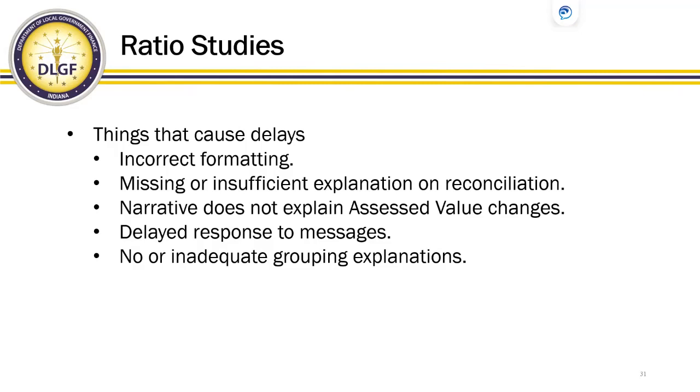Another one is just insufficient explanations on the reconciliation, either not responding or providing an explanation or just being vague. So please provide as much information as possible. I mentioned the 10% change in assessed value, be it positive or negative. So if your narrative does not explain what happened, we will be reaching out to you, and that could cause delays. Another thing is delayed responses to messages.